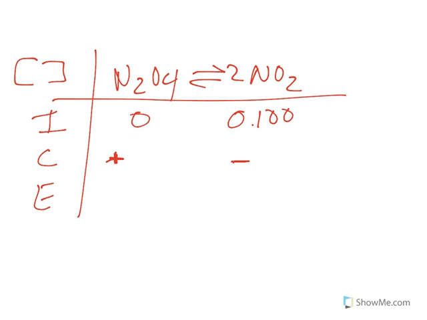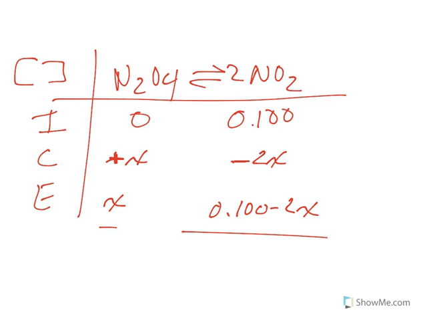All right, and now we just need to figure out that factor. This guy is going to be a plus x, and this guy is a minus 2x. All right, so at equilibrium, this guy is just simply x. Nice. And this guy is 0.1 minus 2x. All right? So there we go. ICE table is complete. Now what we need to do is take these equilibrium values and set them equal to K and solve for x.